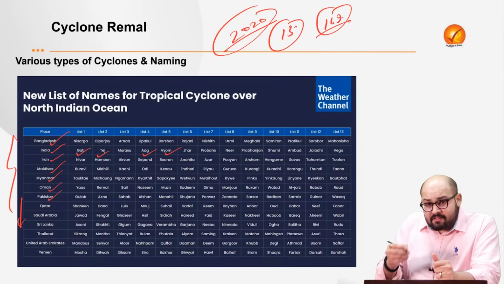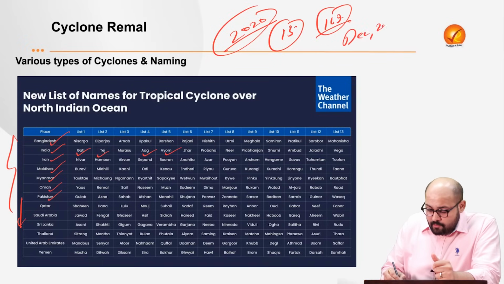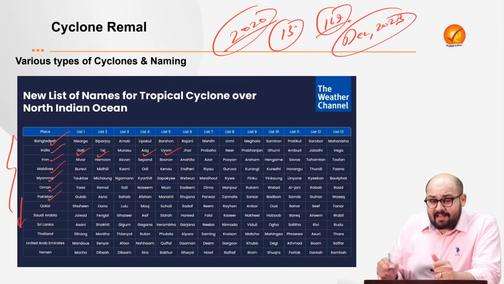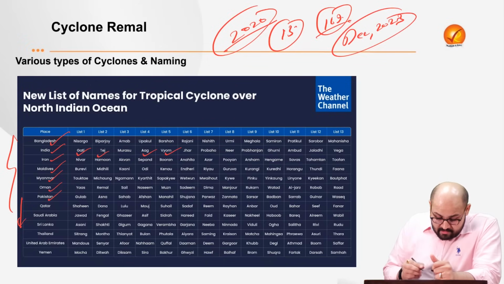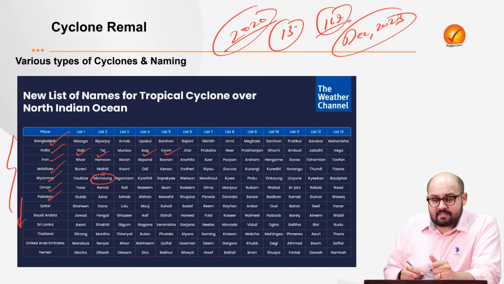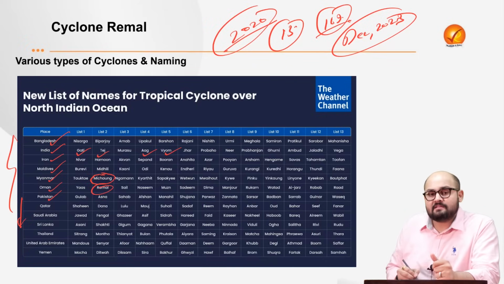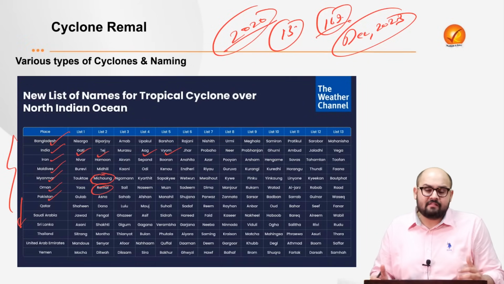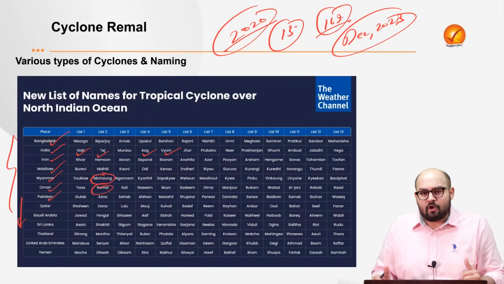So in December 2023, we had a cyclone which was named Michong. You can just see in the list, here is Michong, right? So the next cyclone which is being projected is named Remal, right? So on the basis of this list system, we have got the naming of tropical cyclones.